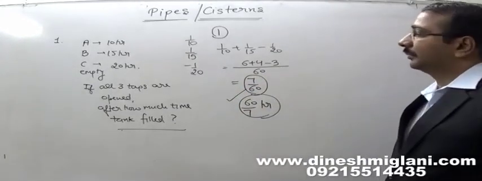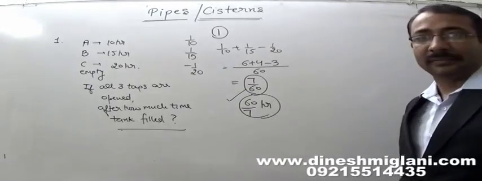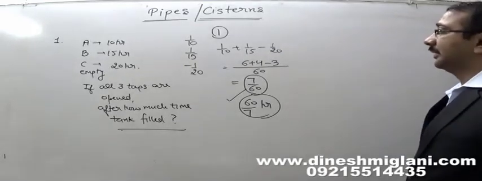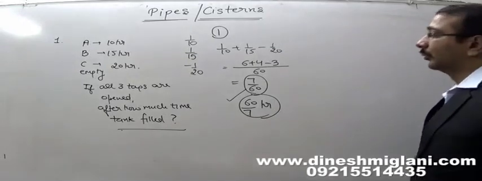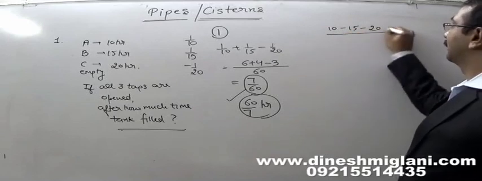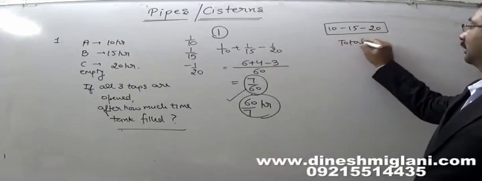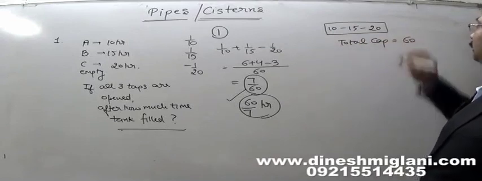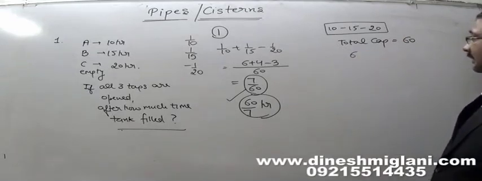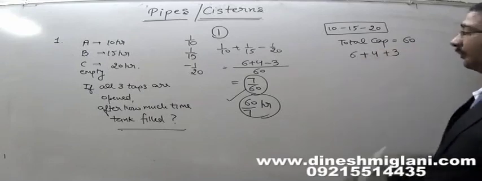How have we done this? We have assumed that the total capacity is 1. So A is 1 by 10, B is 1 by 15, C is minus 1 by 20. They are working together. Take the LCM, solve it, that is 60 by 7. The second approach is, instead of taking the total to be 1, we may take the total to be the LCM of 10, 15 and 20. We know that the LCM is 60. So I can assume that the total capacity of the tank is equal to 60. Now A tap in 1 hour fills 6, because in 10 hours it fills 60 liters, so in 1 hour it can fill 6. Second, B can fill 4 and C can empty 3.